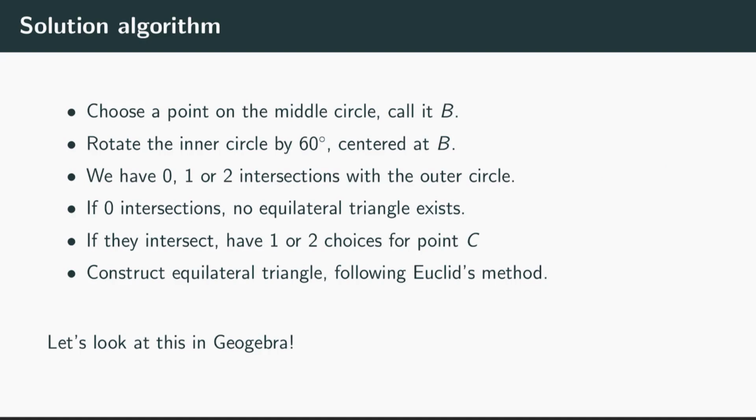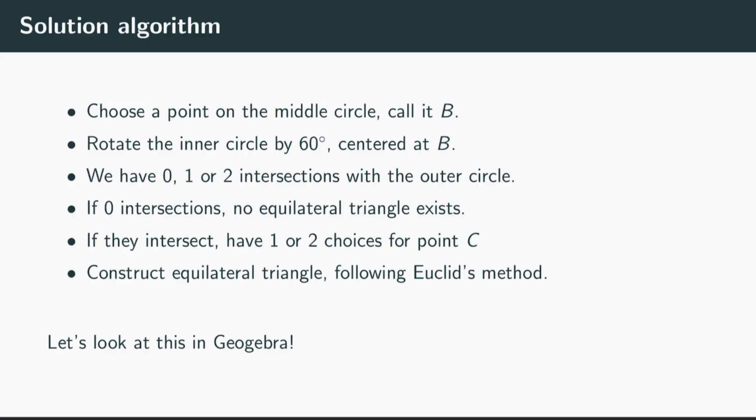If there are no intersection points, it's impossible for my equilateral triangle to exist. If they do intersect, we get either 1 or 2 choices for C. And then once we have B and C, we can construct A using Euclid's construction of the equilateral triangle. Remember, that was proposition 1 that we saw ages ago at the beginning of the semester.